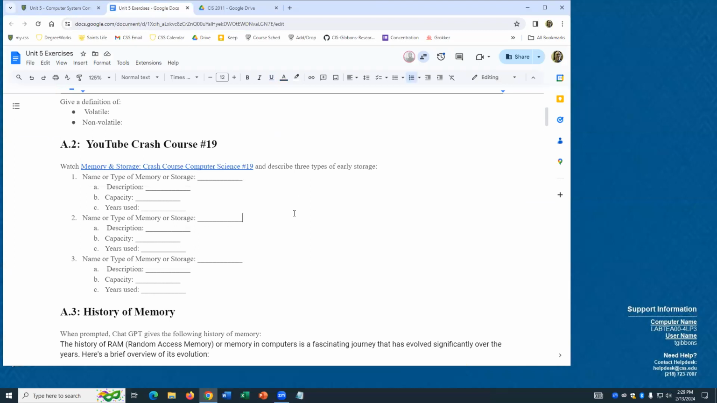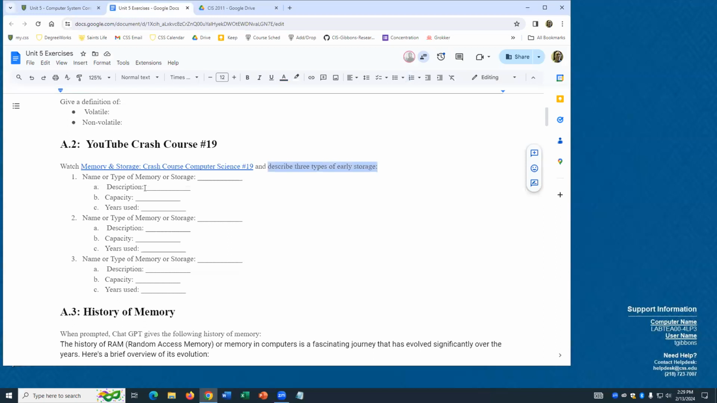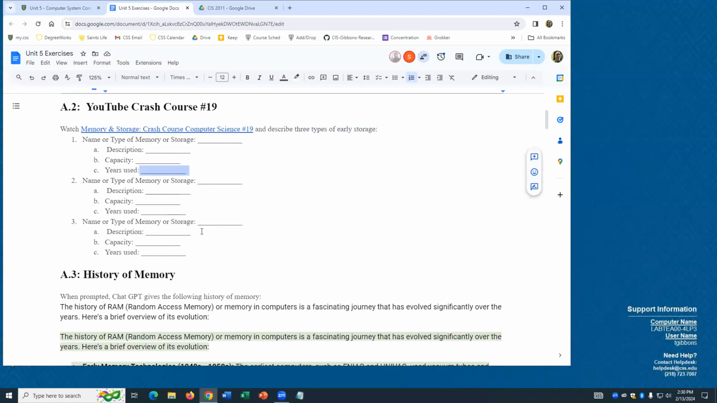So, in your exercise, let's talk about some things. I want you to describe three types of early storage. If you need to go back and watch the video, just do a quick description. Note the capacity and the years used, or feel free to look them up somewhere else and put them in here also.